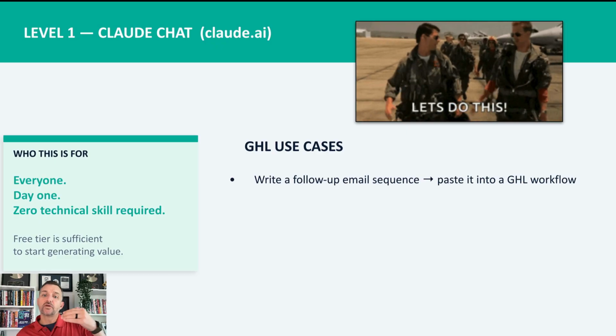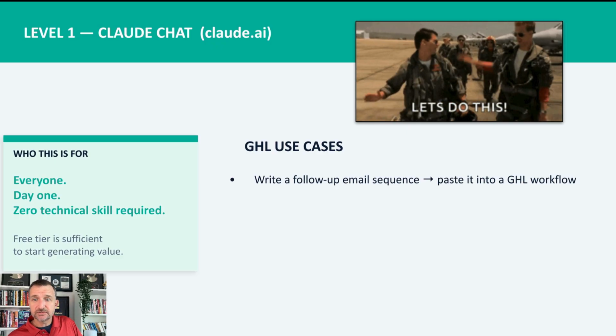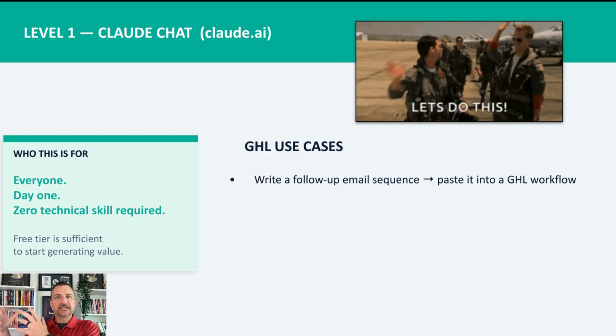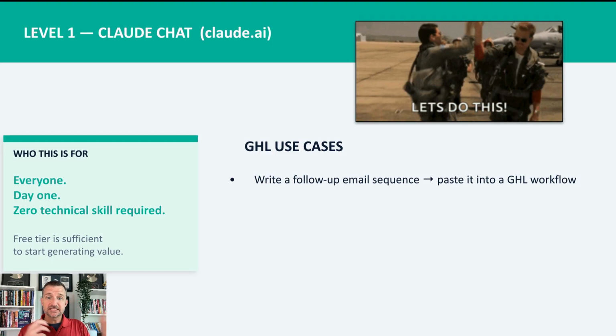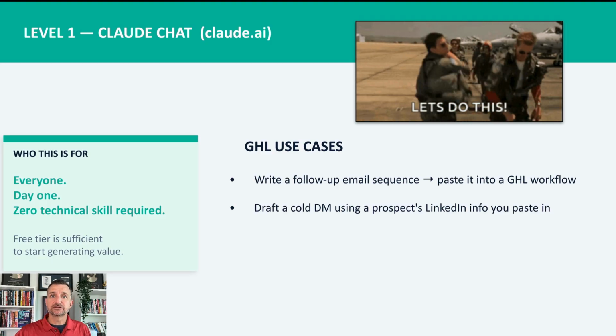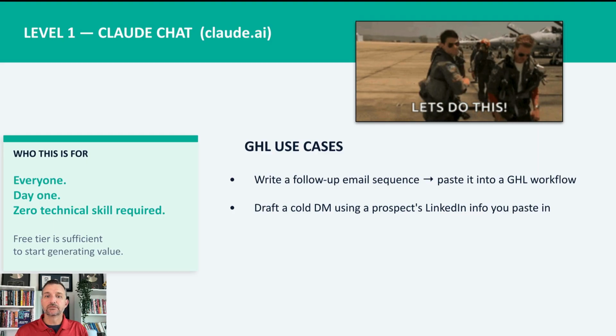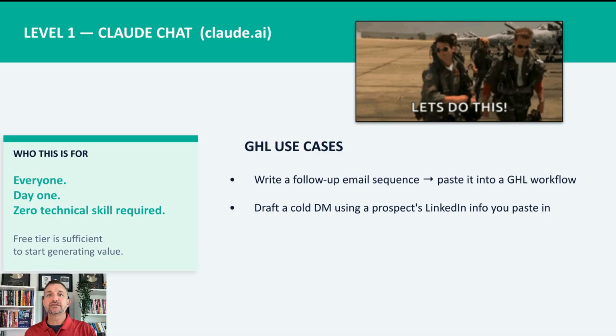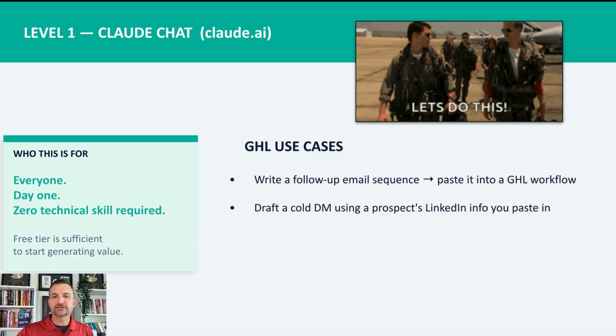So first of all, writing a follow-up email sequence. This is what I watched my buddy do. Again, he used the consultant web-based. He chatted, he created an email sequence, and then he copied and pasted that into GoHighLevel, and he scheduled and ran it. Great, but slow, right? Secondly, drafting a cold DM using a prospect's LinkedIn info that you paste. This is another great use case for that.